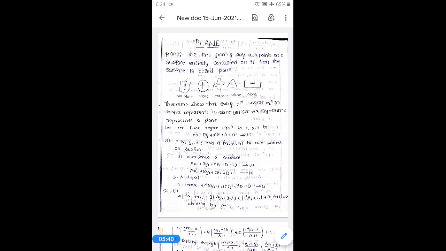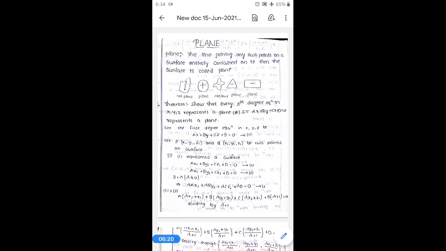Then the point which divides PQ in the ratio lambda is to 1 is, say, R, equal to (lambda x2 plus x1)/(lambda plus 1), (lambda y2 plus y1)/(lambda plus 1), (lambda z2 plus z1)/(lambda plus 1). That is the point R. What are P and Q? P is (x1, y1, z1) and Q is (x2, y2, z2). What is the nature of P, Q, R? All 3 points lie on the plane.